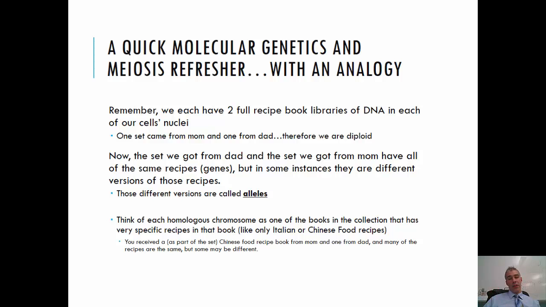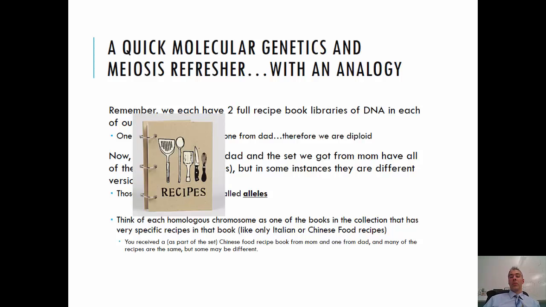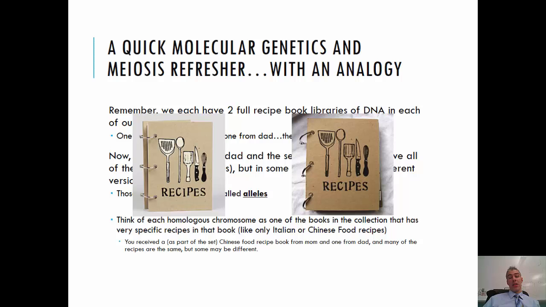Just a quick refresher on molecular genetics and meiosis, okay? Just so we have a good frame of mind going into this. This is stuff we've talked about already. We have two full recipe book libraries of DNA in each of our cells' nuclei, right? Those recipe books code for the proteins. You get one set from mom and one set from dad, and because you have two sets, you are diploid.